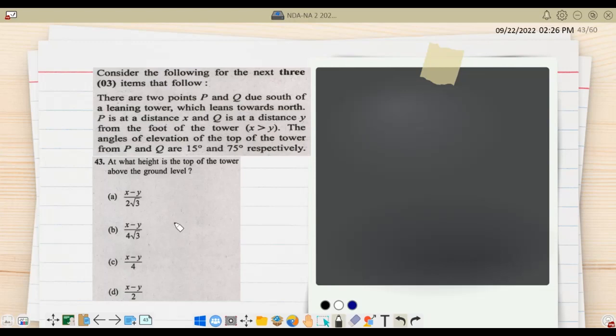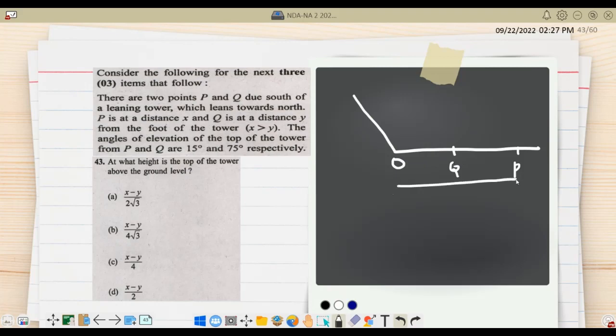And then the 43rd question. There is a tower leaning towards the north, right? And towards the south, you have a point Q and then a point P. P is farthest from the base, so let's call the base O. P is at a distance of x and Q is at a distance of y, and x is greater than y. That is why P is farther from O than Q. So this distance is x, given. This distance is y, also given.